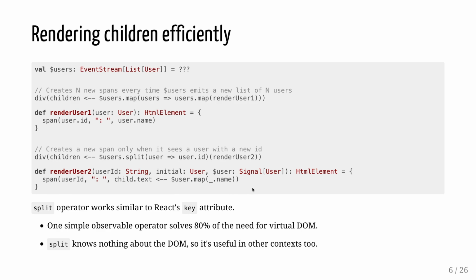So what I like about the split operator is that it's an observable operator. It is general purpose, and it doesn't even know anything about the DOM. You can use it with any other types. And with the power of the observables, that's how we don't need virtual DOM in Laminar.